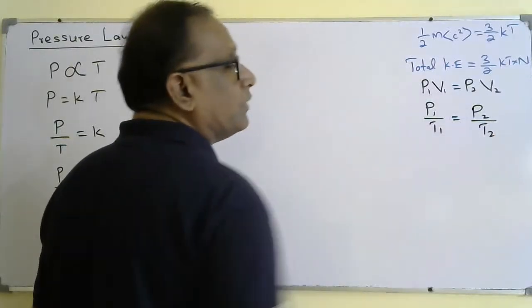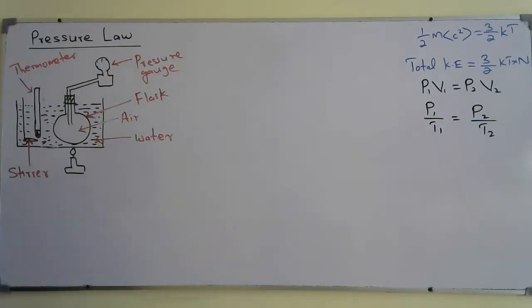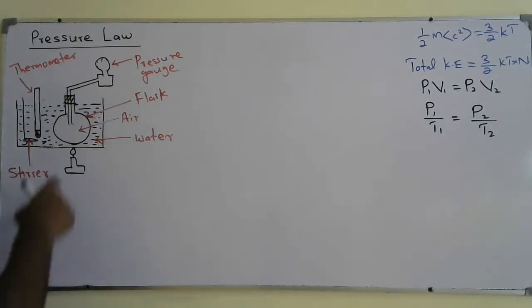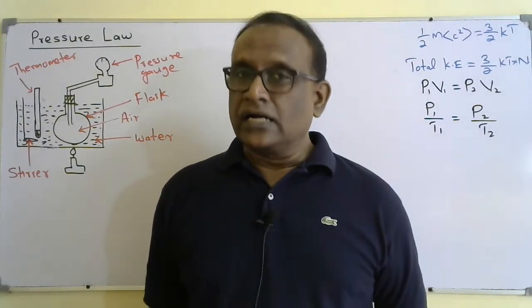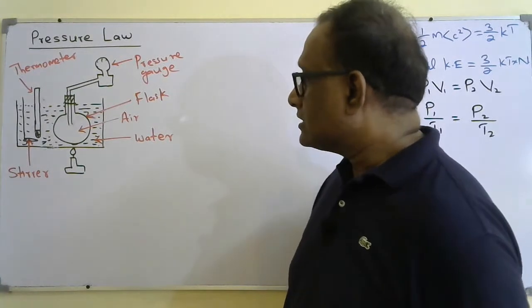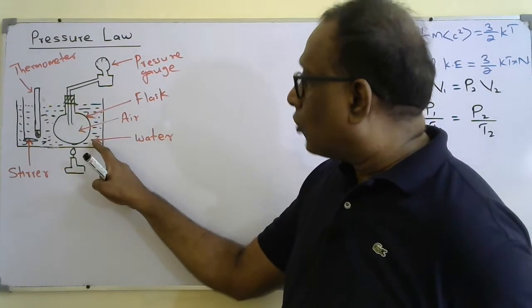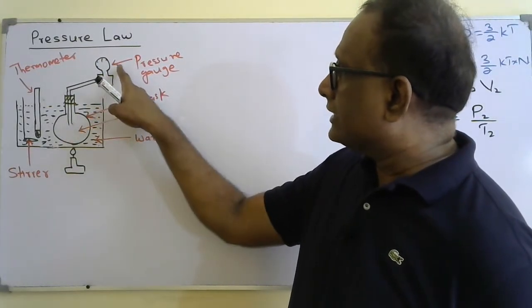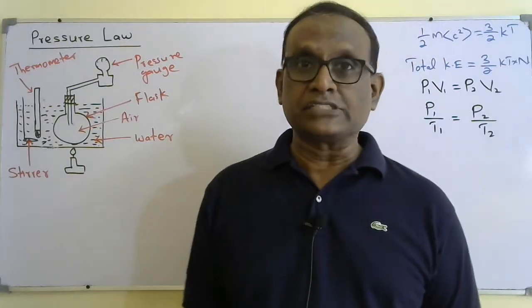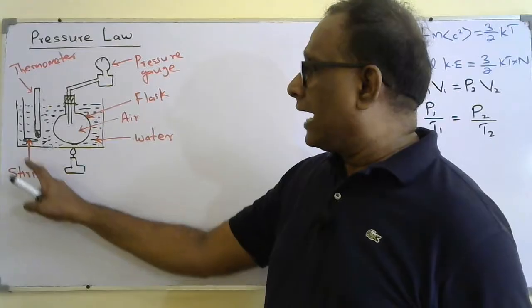Okay, so next we'll discuss how to verify the pressure law experimentally. Complete the setup as shown in the diagram. A flask consists of air. We assume air behaves as an ideal gas. The flask should be kept inside a water bath. The air should be connected to a pressure gauge. So the pressure gauge measures the pressure of the air inside the flask. There's a thermometer and there's a stirrer.